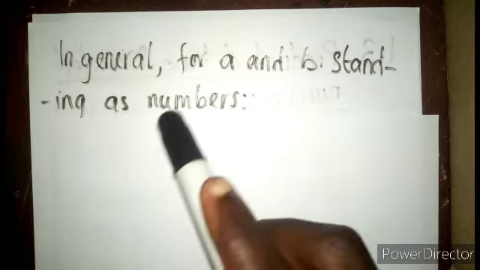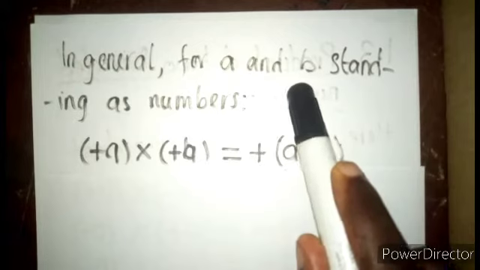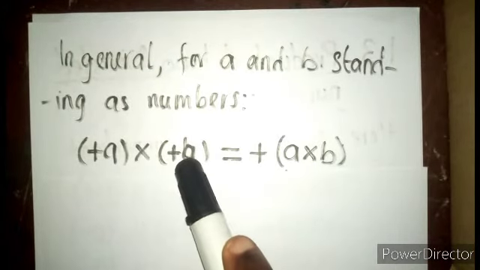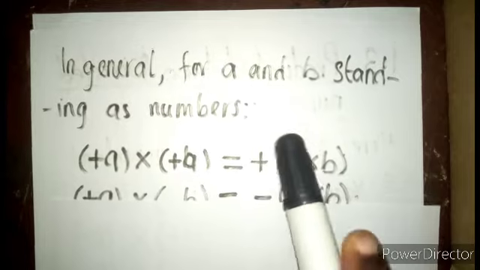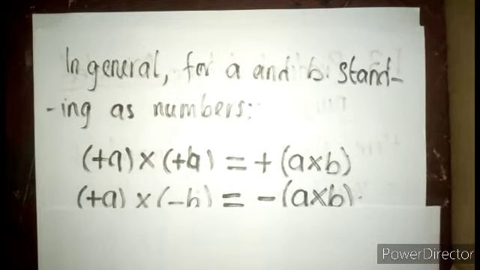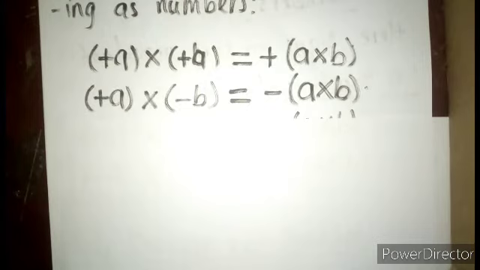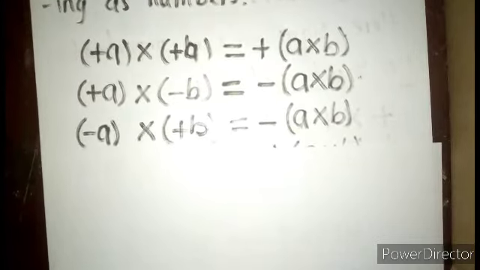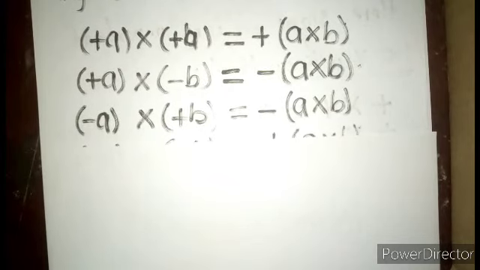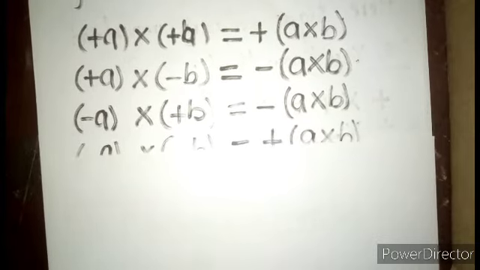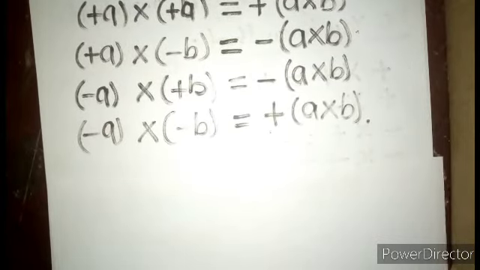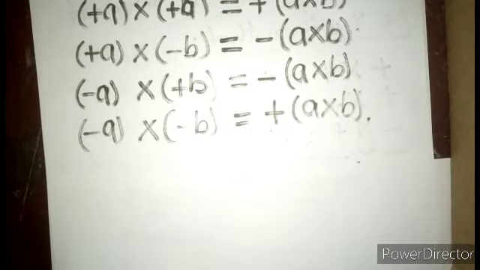So in general, for A and B standing as numbers, it follows that plus A times plus B is plus, in bracket, A times B. Also, plus A times minus B is equal to minus, in bracket, A times B. Also, minus A in bracket times plus B in bracket is equal to minus, in bracket, A times B. And finally, minus A in bracket times minus B in bracket equals what? Plus A times B. Good.